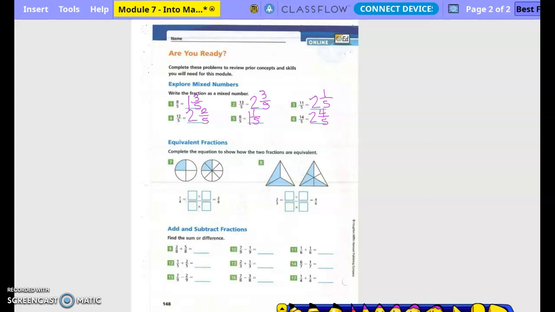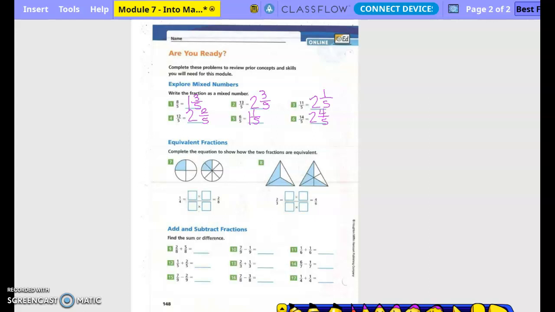Equivalent fractions. Complete the equation to show how the two fractions are equivalent. So they have 1/4, okay, and then this one has how many pieces? 8, right? Okay, so it's 2/8. So they are equivalent, correct? You can see with the diagram that they have the same amount colored, even though they're different size pieces.